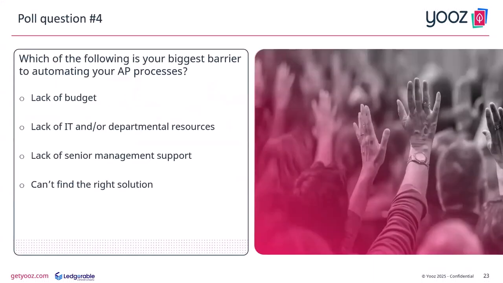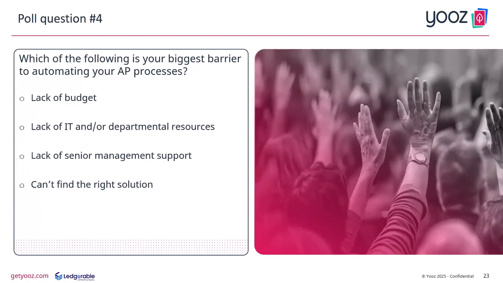So here's our next poll question. Which of the following is your biggest barrier to automating AP processes? Is it the budget, resources, management support, or really finding the right fit? Again, no wrong answers here.